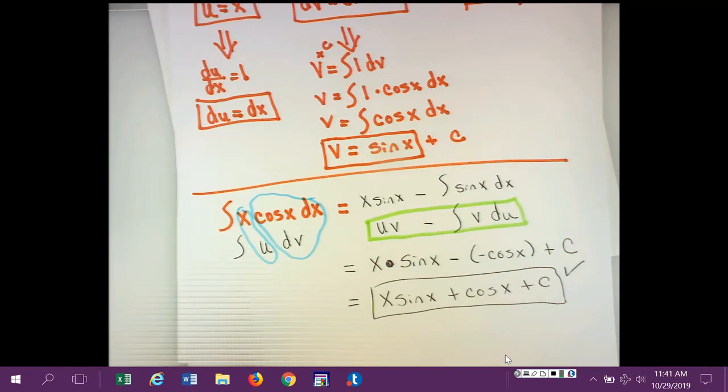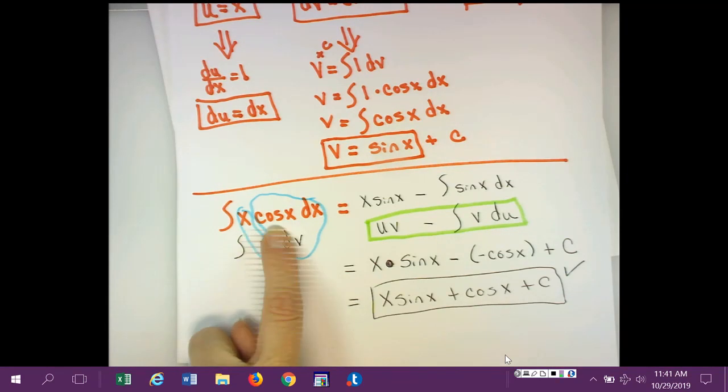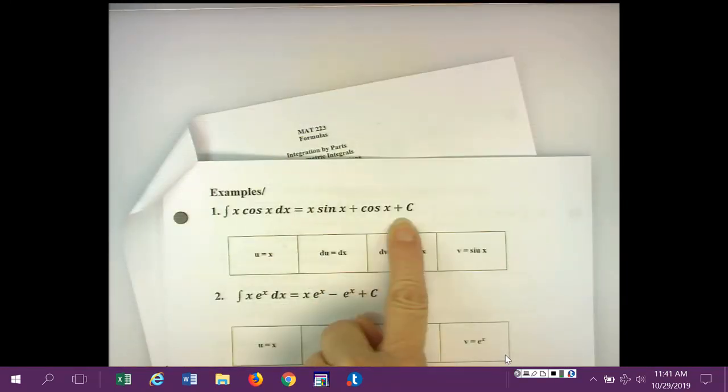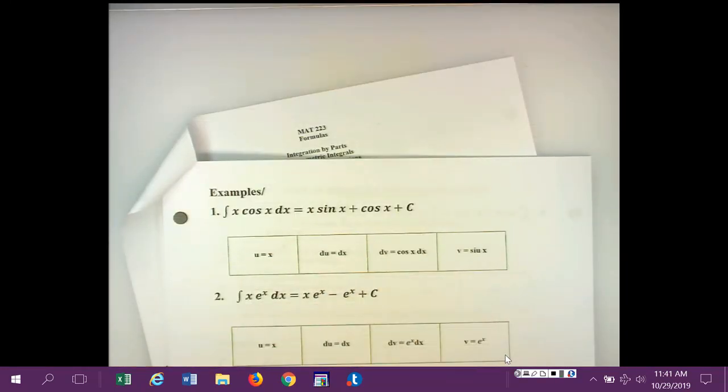And before that, there was not a method that we could use to find the antiderivative of x times cosine x. We needed integration by parts to be able to solve for that. So that is problem number 1. You can verify it here. And then these are the 4 boxes.